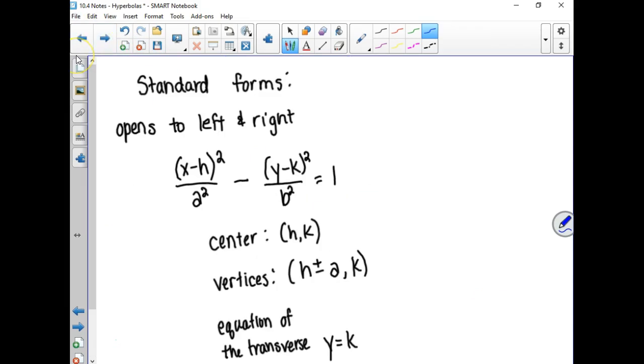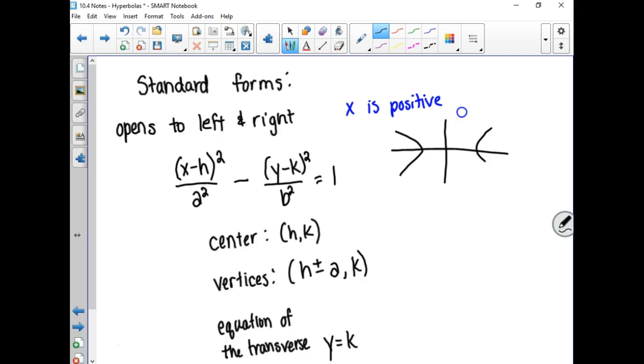So, the way that we can tell whether it opens to the left and right or up and down is based on whether the x or the y is negative. So if our x is positive, here, we've got (x minus h) squared over a squared minus (y minus k) squared over b squared. So the minus comes before the y for this one. Then this is going to be a hyperbola that opens to the left and to the right.